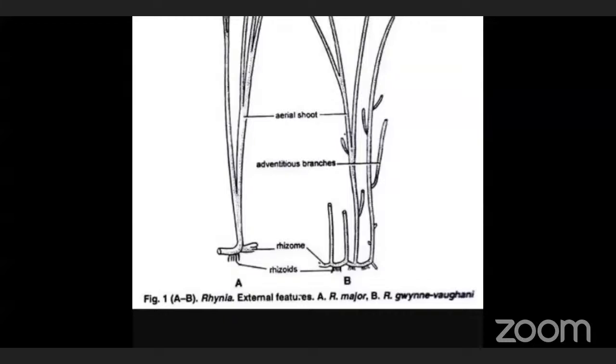Next one is the cortex. Below the epidermis, a distinctive cortex is there. The cortex was differentiated into hypodermis and inner cortex. The hypodermis consists of about 1 to 4 layers, and the remaining parenchyma tissue is present.